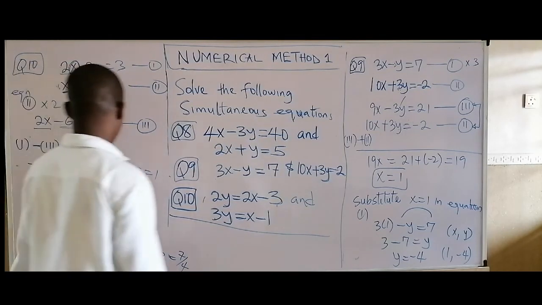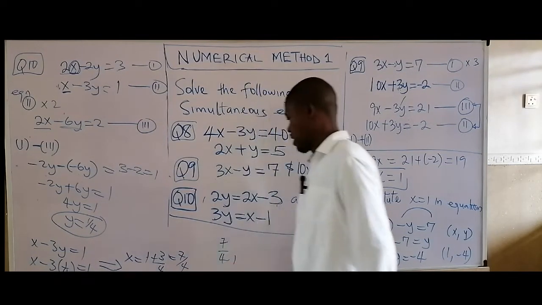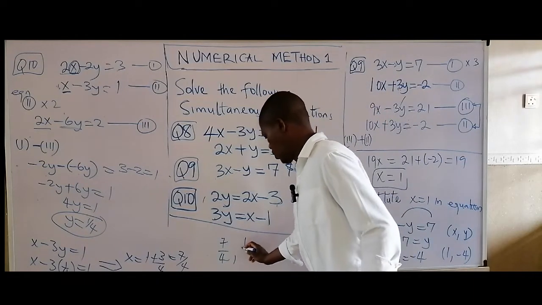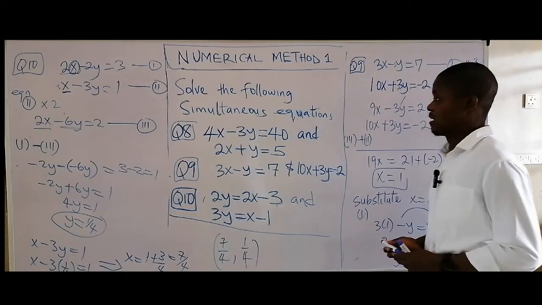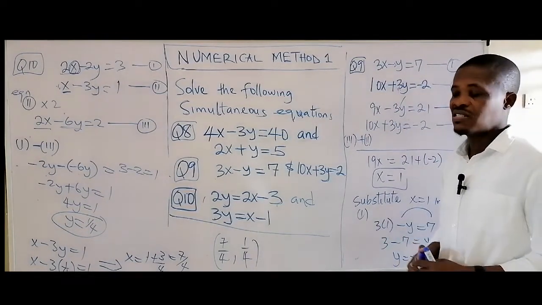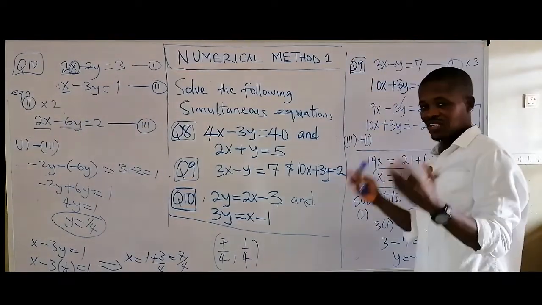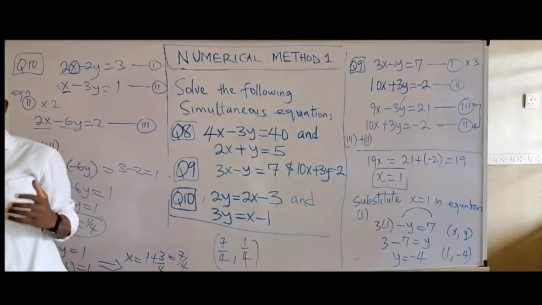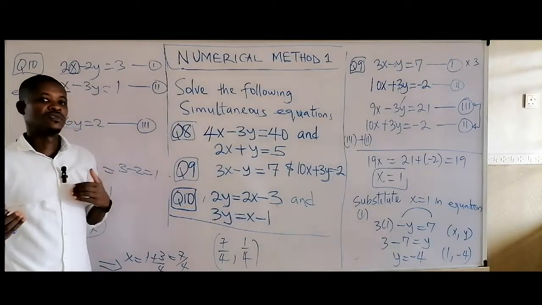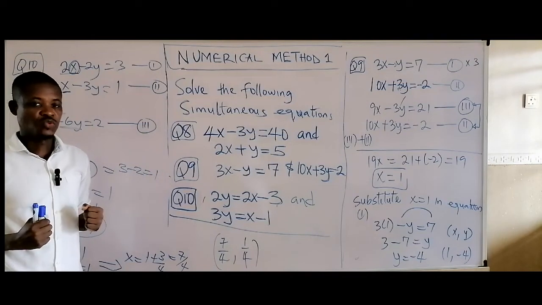So if you want to write the answer in xy coordinates, that will be equal to 7 over 4, comma, my y is what? 1 over 4. So that's the end of that linear simultaneous equation. Okay, the next video will be non-linear simultaneous equations, which will involve a linear and a quadratic equation.